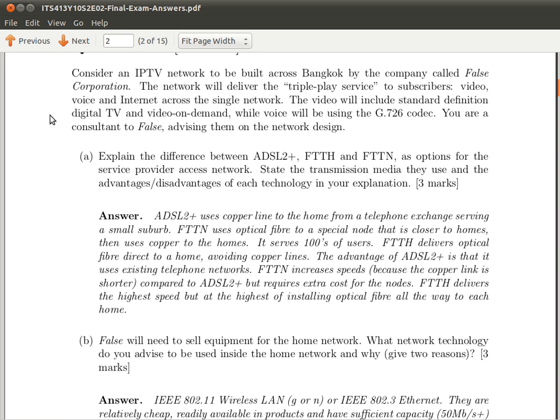Here's a question which asks you to explain the difference between different technologies for delivering IPTV in the service provider access network. Remember, in IPTV, we have the network that connects from your home to the core network. That's usually the bottleneck, the slowest part. So the advantages of using ADSL2+, fibre to the home, and fibre to the node.